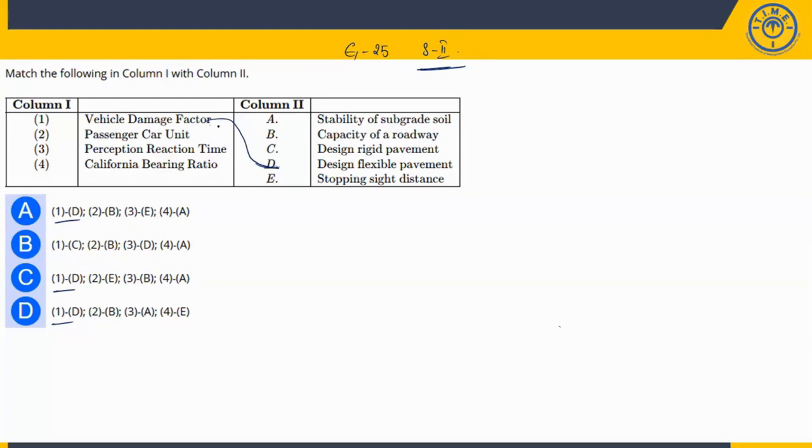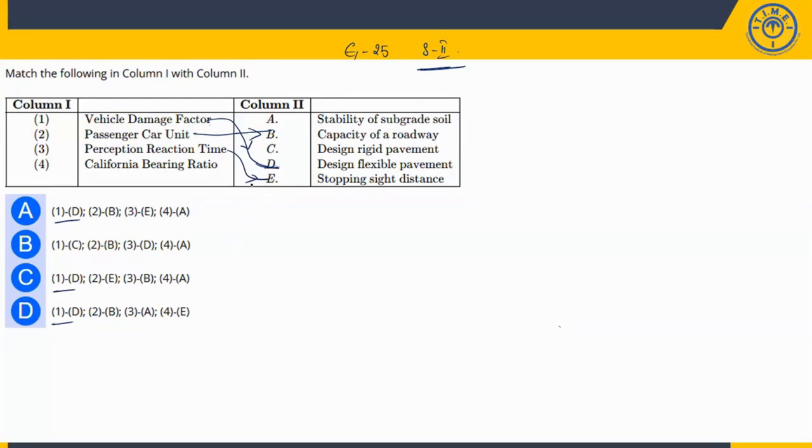We call it passenger car unit. So PCU is related to the capacity of the roadway. And next we have perception reaction time. Perception reaction time is related to stopping sight distance. It is the reaction time before stopping a vehicle upon seeing any obstruction.